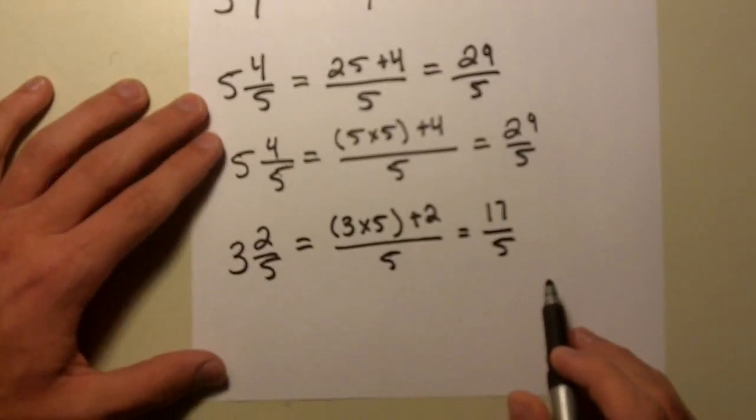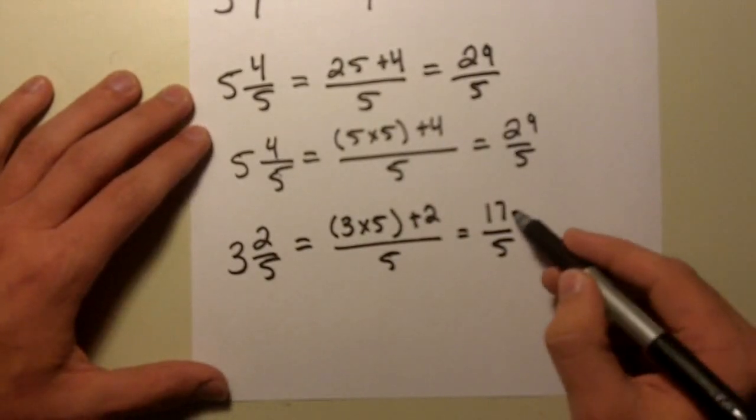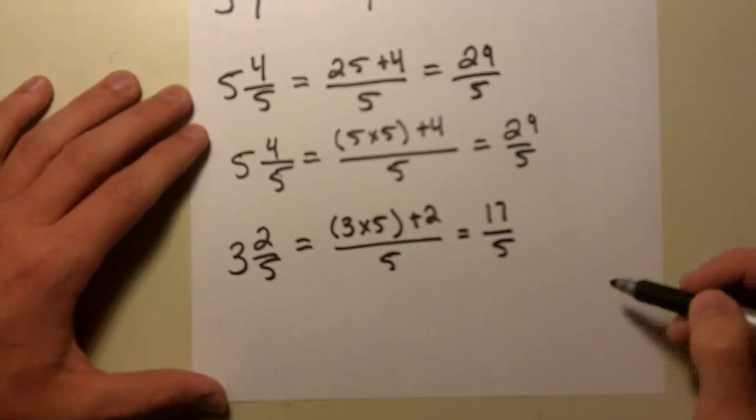Okay? And that's how to get a mixed number back into an improper fraction. Remember, the numerator has to be greater than the denominator for it to be an improper fraction.